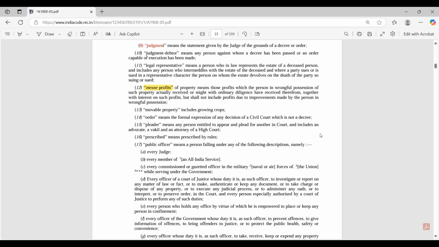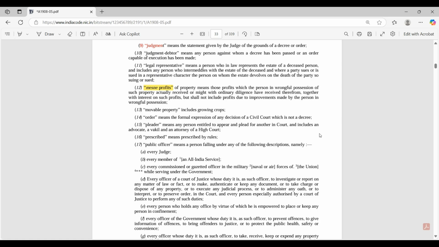Let's say A is a landlord and B is a tenant. Okay. Now A has given the home to B. Okay. Now, no, leave it. So let me first read the definition, then I'll explain it to you because you'll get confused. Okay. So mesne profit of property means those profits which the person in wrongful possession of such property actually received or might with ordinary diligence have received therefrom.